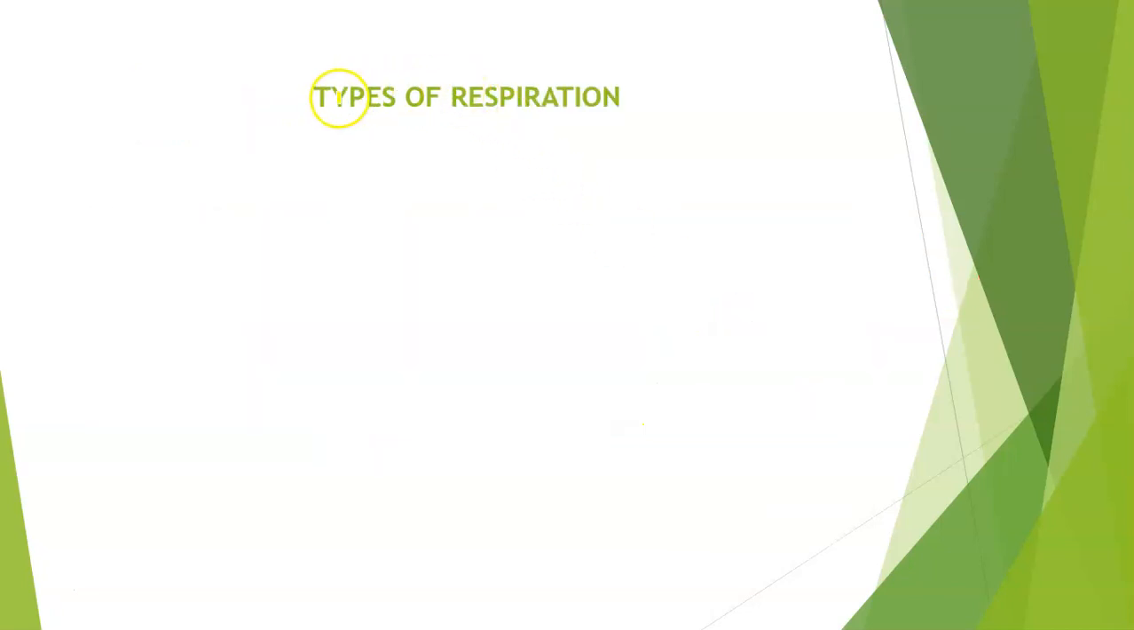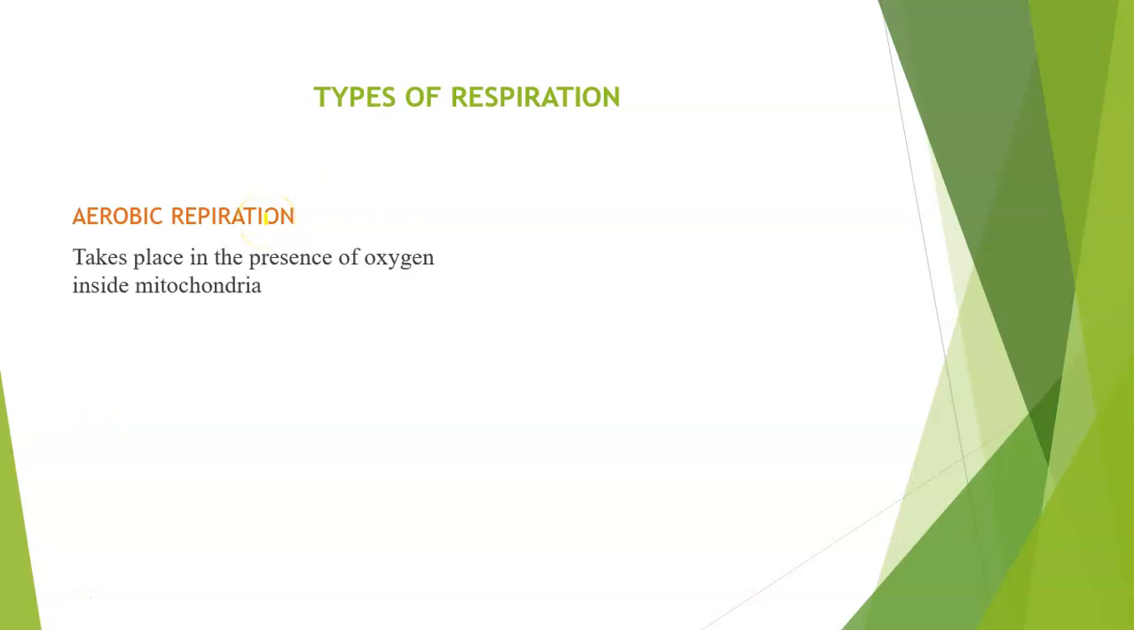Now let's talk about types of respiration. There are two types of respiration. The first one is aerobic respiration. Aerobic respiration takes place in the presence of oxygen, and this happens inside the mitochondria.